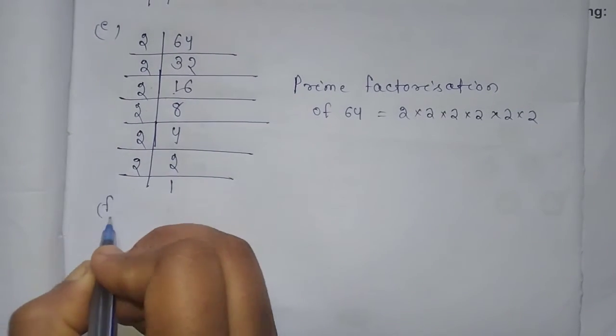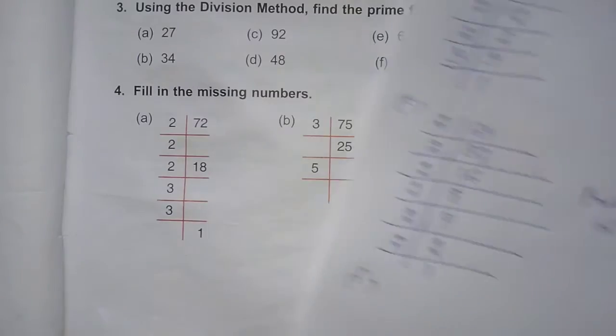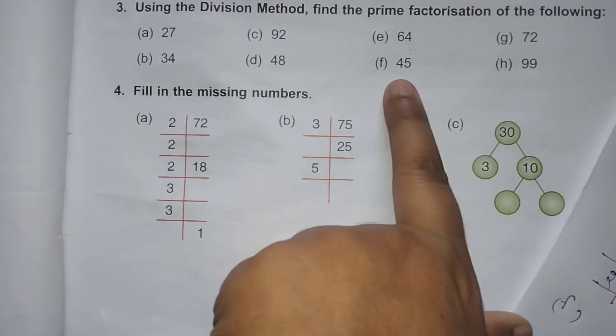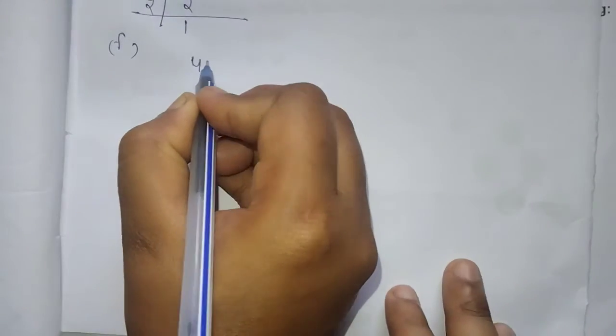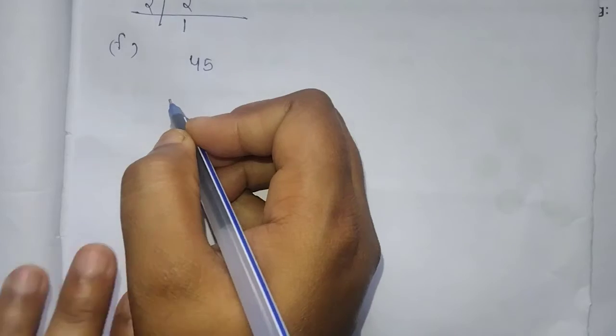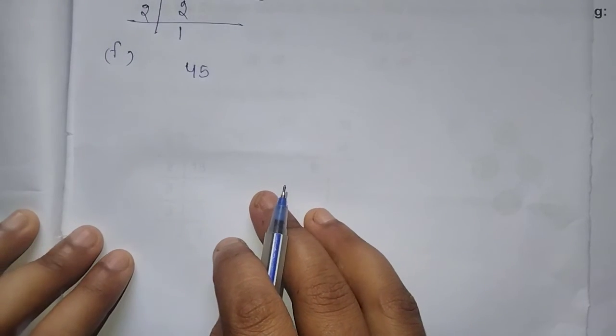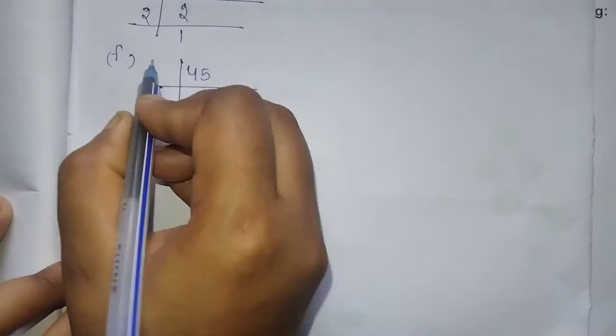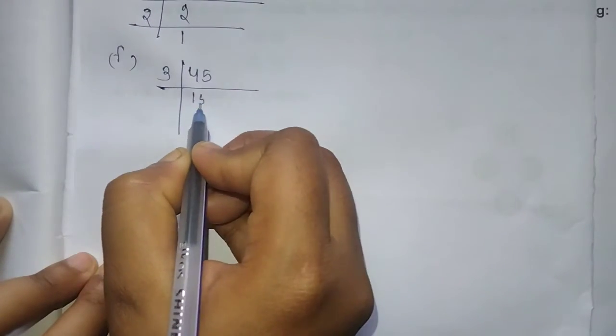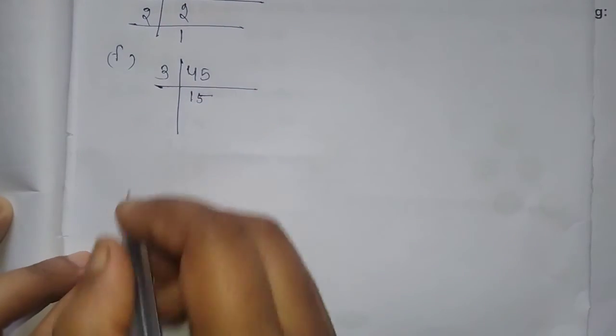Then F, 45. Then we solve F, 45. Divide 45 by the prime number 3. 3 15s are 45. We write the quotient below, 15.